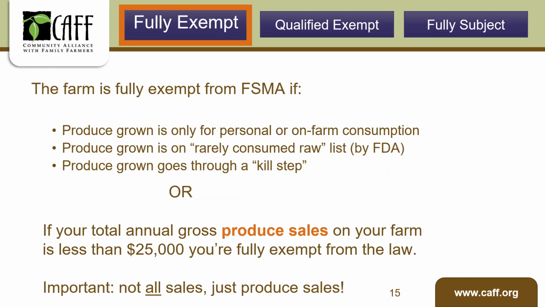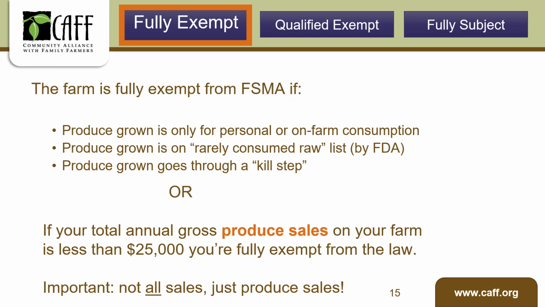Okay, so to do a little recap, if you're not sure what category under FSMA your farm fits into, for farms to be fully exempt, a farm would be growing produce that is only for personal or on-farm consumption, and/or that produce is on the FDA rarely consumed raw list, and/or that produce goes through a kill step.